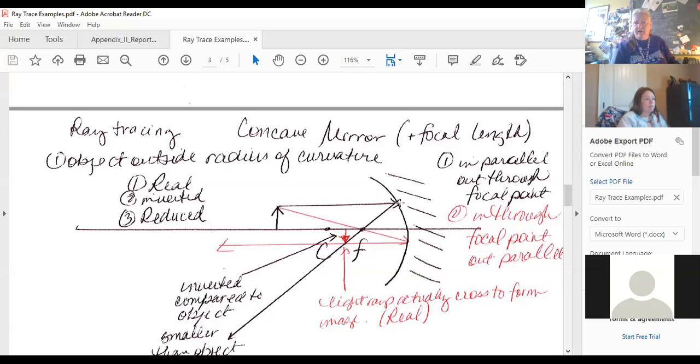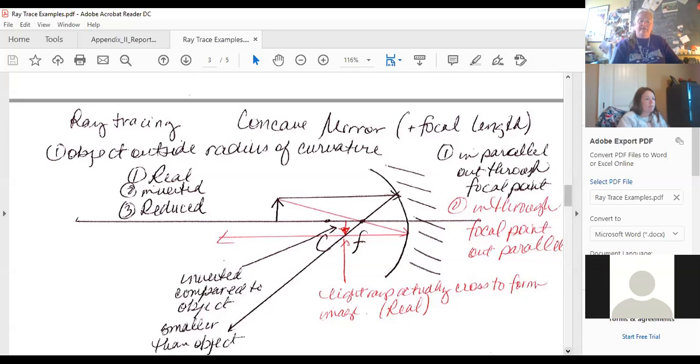So in parallel, out through the focal point, in through the focal point, out parallel, and then this is where they actually cross. So that's a real image. It's upside down compared to the object, so we say it's inverted, and it's reduced. It's smaller. Okay. All right. So that's kind of like what we got with the lens for a different reason, but it's the same style of image.